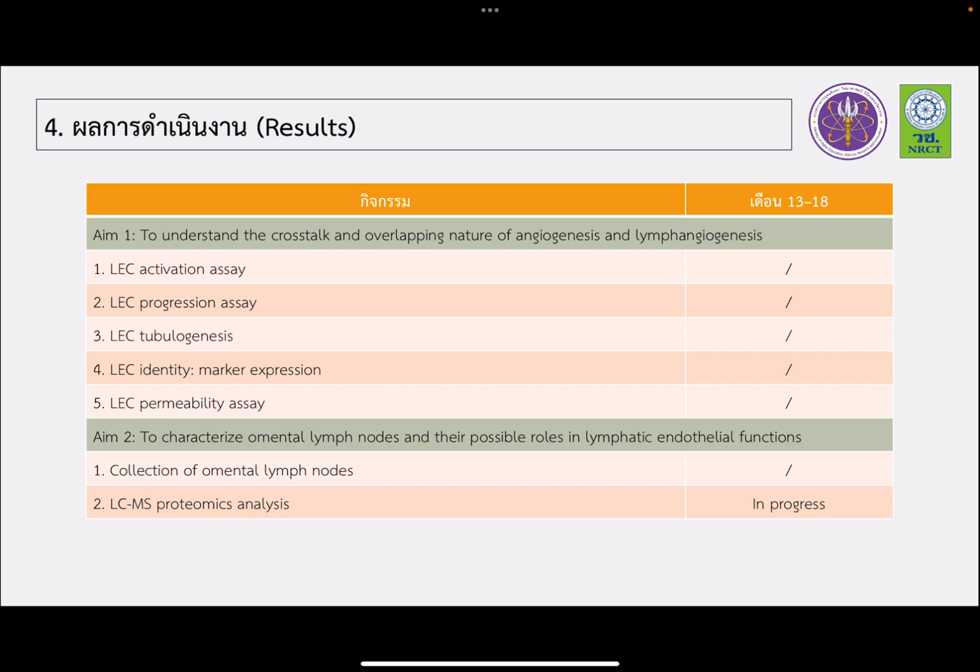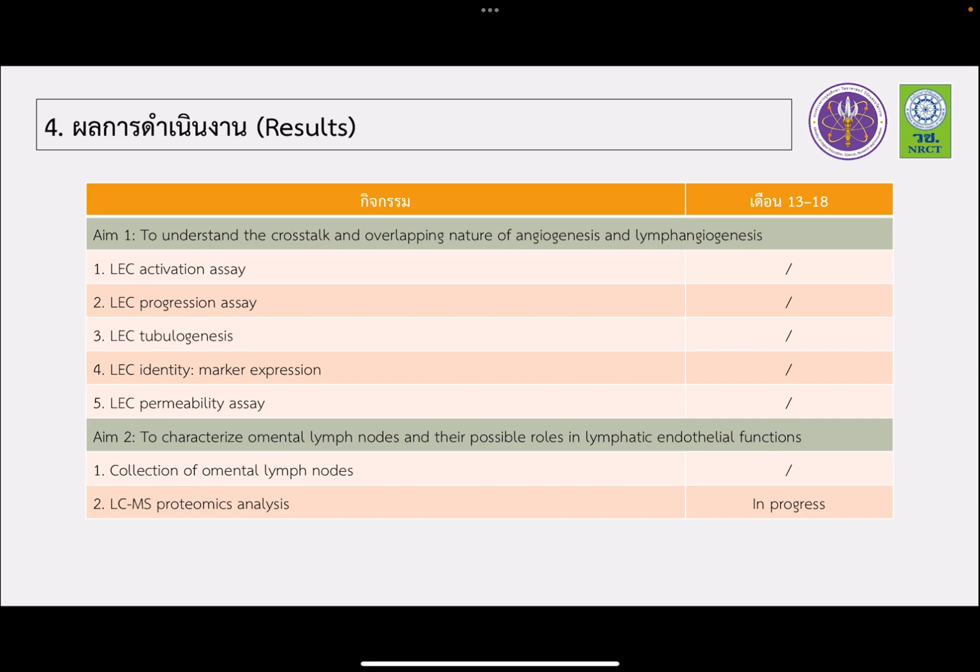So to summarize what we have done so far in this part, we finished all the LEC assays and we found that the HUVEC conditioned media or the presence of blood endothelial cells may promote the process of lymphangiogenesis by destabilizing the lymphatic endothelial cells and also making them less mature when compared with the control. And that is very interesting to us.